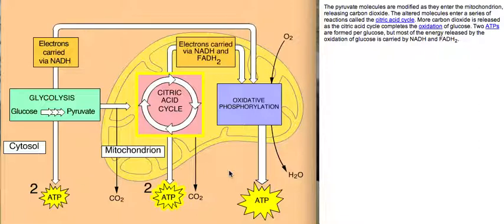2 ATPs are formed per glucose, but most of the energy released by the oxidation of glucose is carried by NADH and FADH2.